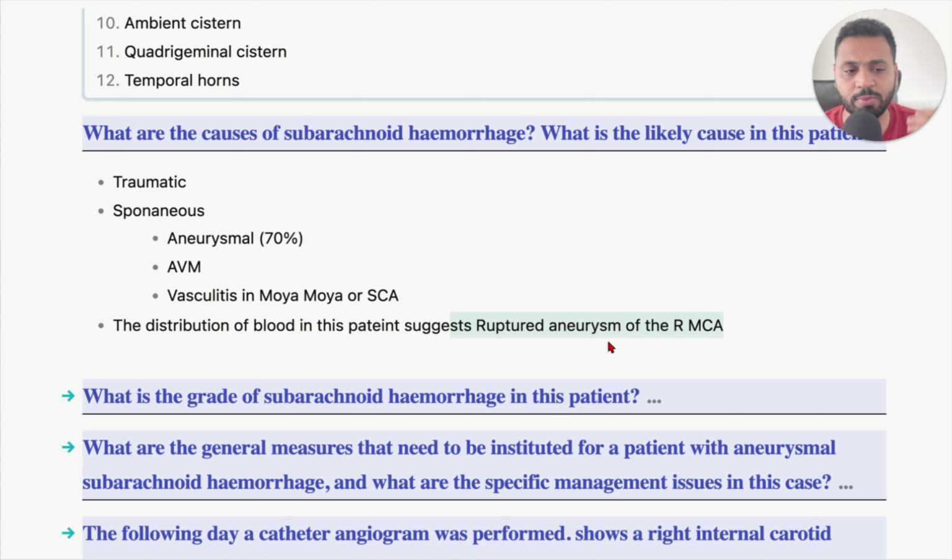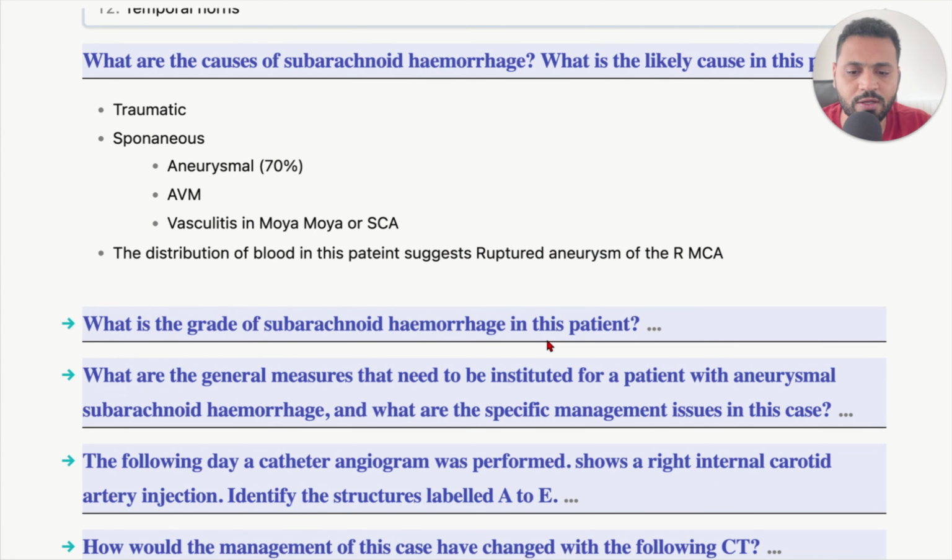But if you are to apply it, you have a patient with GCS 14 and there is no neurological deficit, so it's WFNS grade 2. However, as I mentioned, this patient has acute hydrocephalus and you shouldn't really consider doing the WFNS score until you have treated the hydrocephalus.